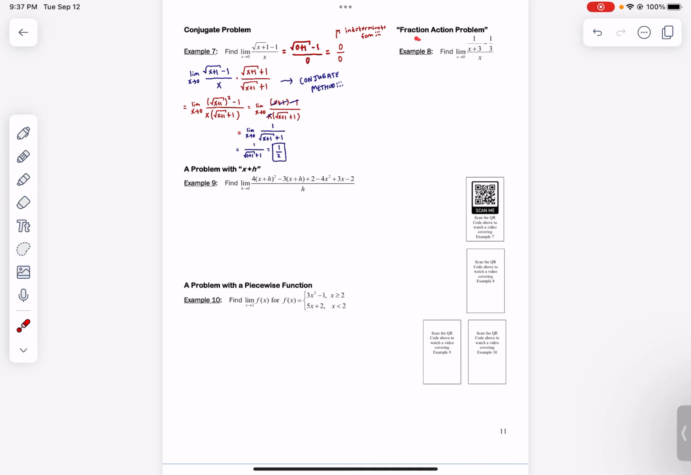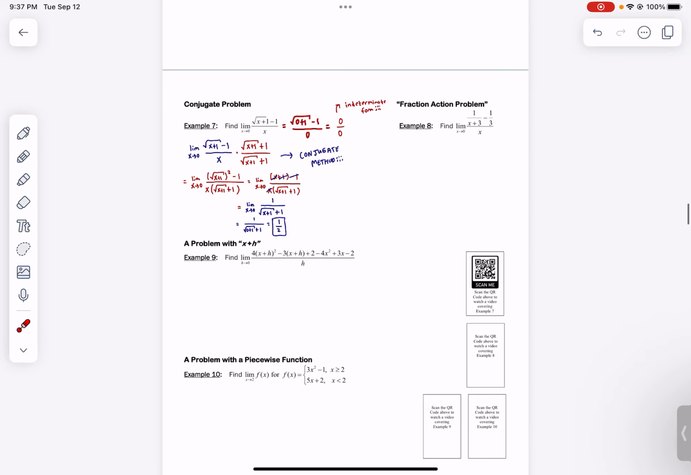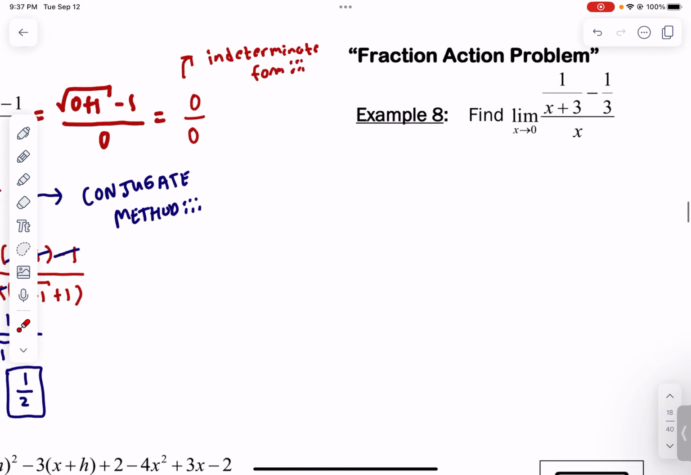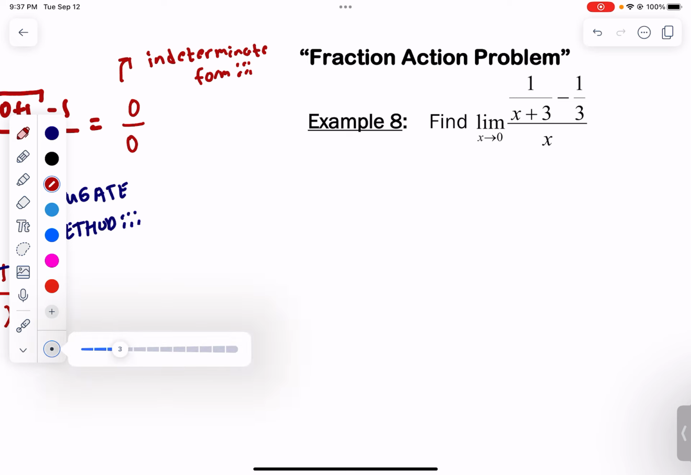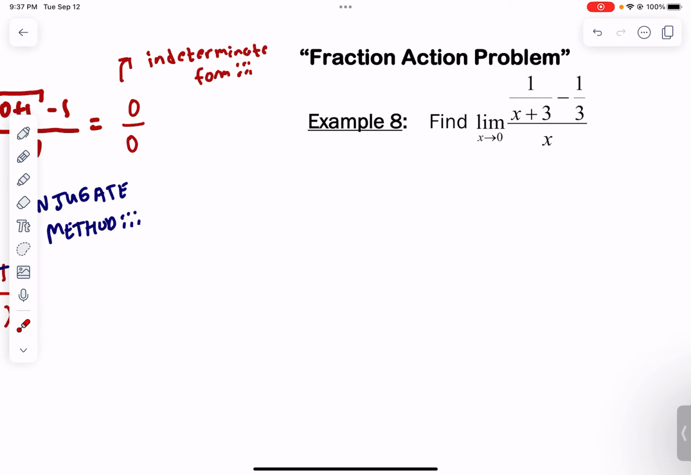We're going to finish example number 8, example number 9, and example number 10 in this video. So let's look at example number 8, which is called the fraction action problem. And let's go over this problem. So once again, our algebra skills are going to be very important in helping us evaluate this limit.